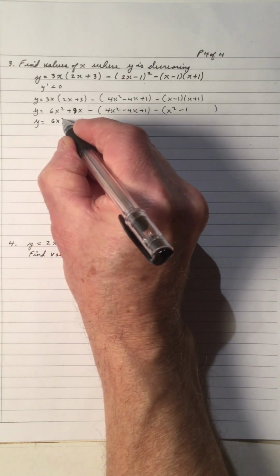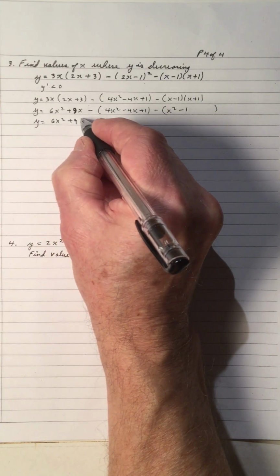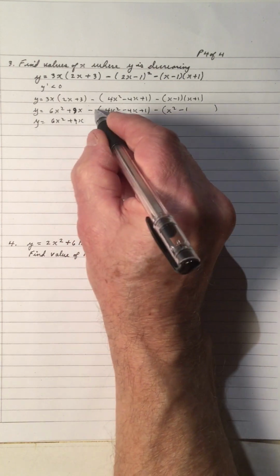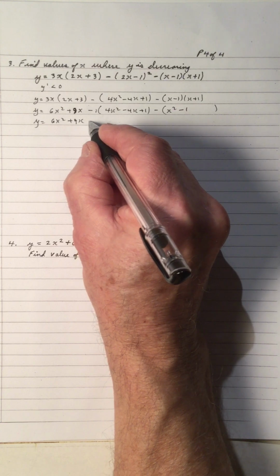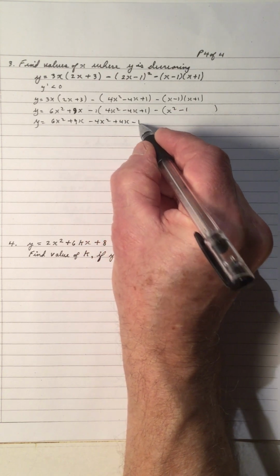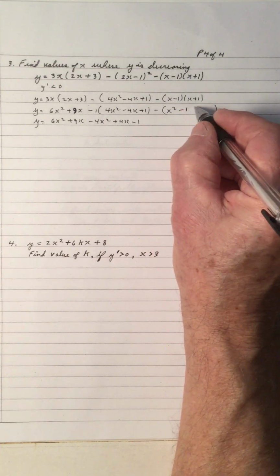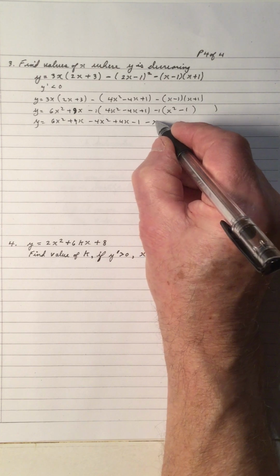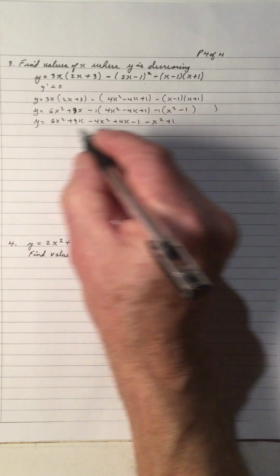So 6x squared plus 9x. When I subtract, I add on the opposite, or I put a 1 here and multiply. Negative 4x squared plus 4x minus 1. And again, I can add on the opposite, or put a 1 here and multiply by negative 1. I get a negative x squared plus 1.